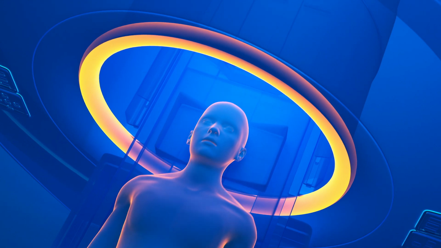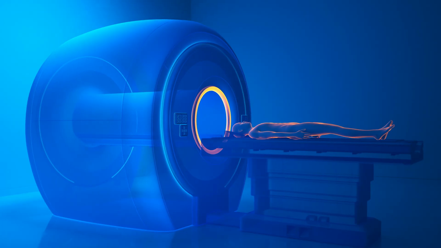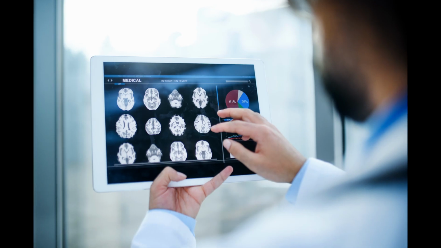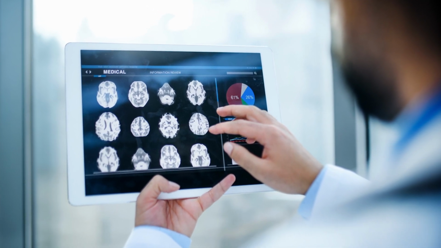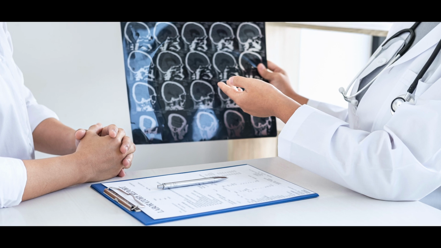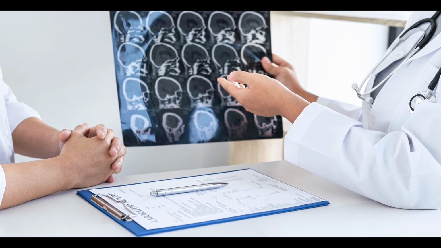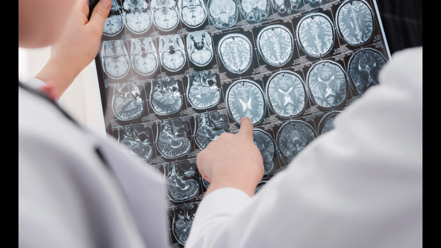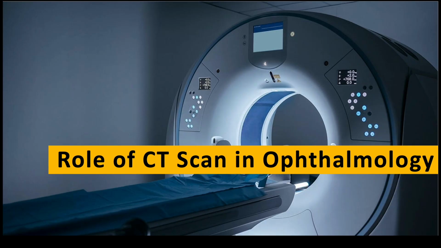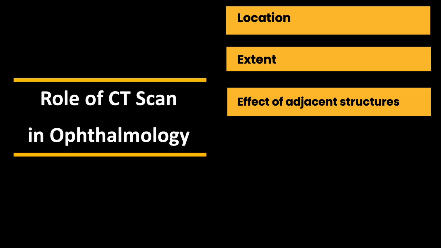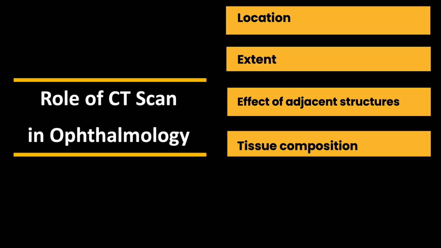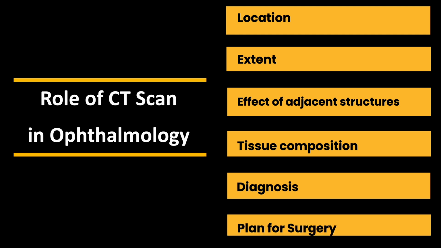Though orbital imaging is never a replacement to clinical evaluation, why is it still important to us? Because it gives us better knowledge of anatomy, it helps in clinical correlation, it helps in documentation, and helps in monitoring disease progression and assessing treatment outcome. What is the role of CT scan in ophthalmology? It helps us tell the location of a lesion, extent of a lesion, effect on adjacent structures, tissue composition, diagnosis, and aids us to plan for surgeries.